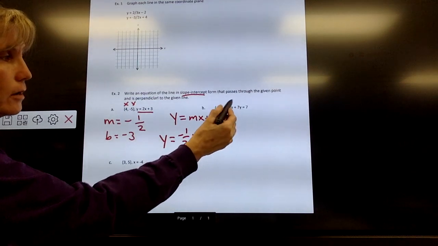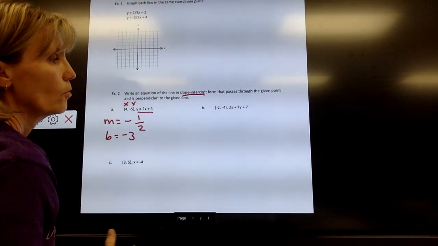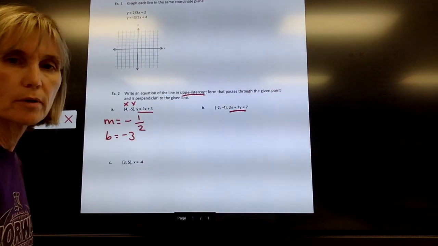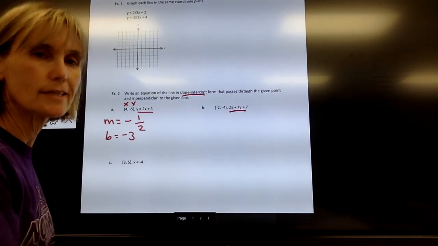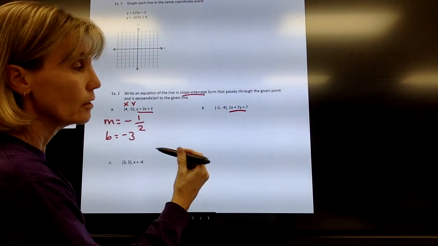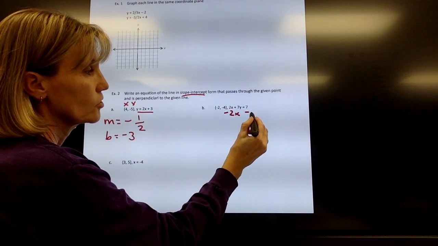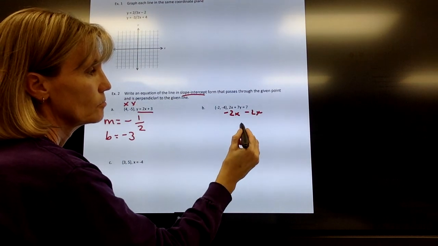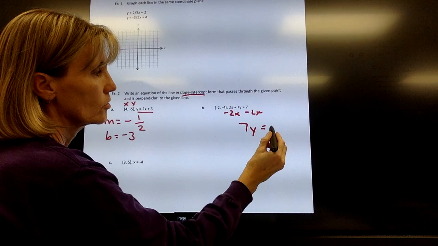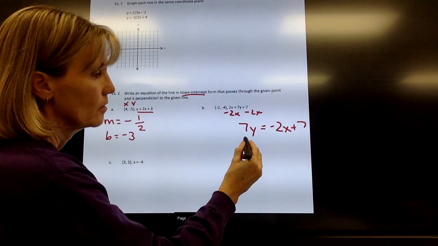Okay, if on letter B, you can't read the slope. We're not in slope-intercept form here, so I don't know what the slope is in order to take the negative reciprocal, but I can take that equation and put it in slope-intercept form. So I'm going to subtract 2x from both sides. That leaves me with 7y equals negative 2x plus 7. And then I'm going to divide by 7.